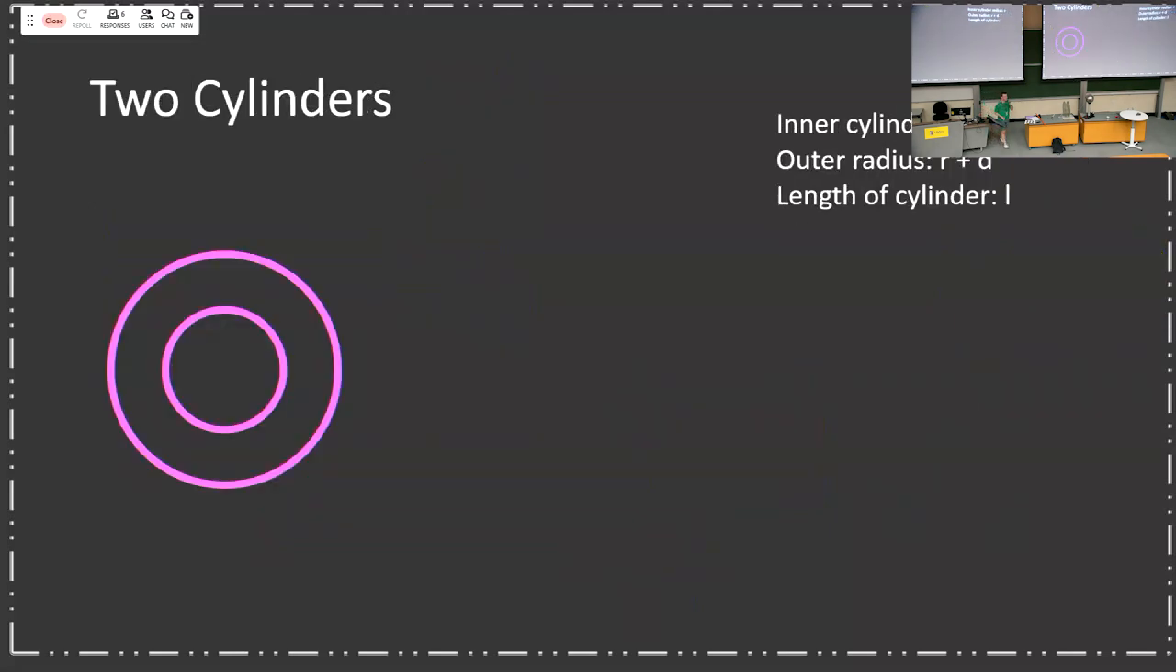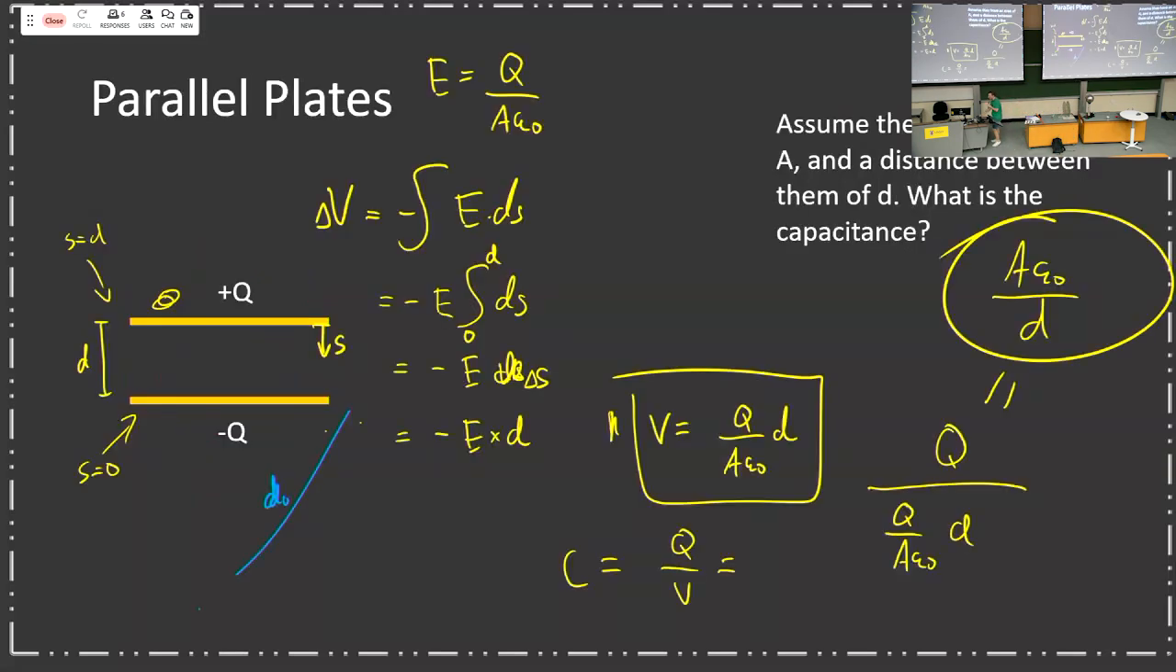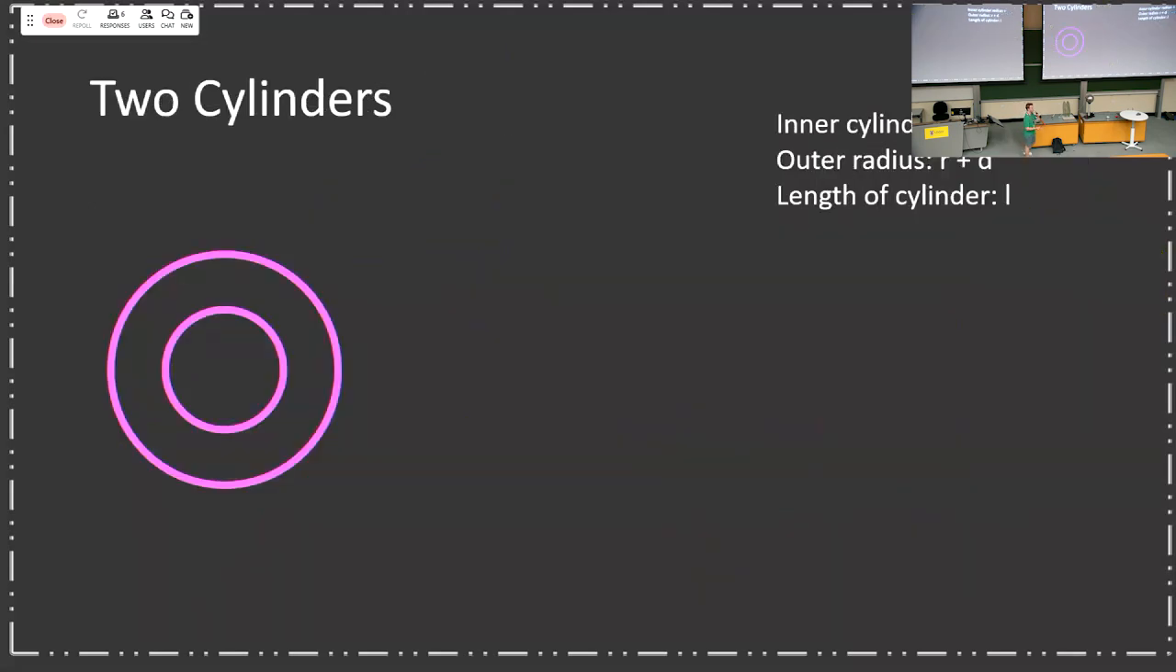Okay, let's do two cylinders. Are we going to do the exact same problem? Yeah, that's what we'll do. We want to find the capacitance of these two cylinders. Our first point. Excellent. That was me going back and forth just to make sure it was on the right slide. Right? Our first point is step 1.